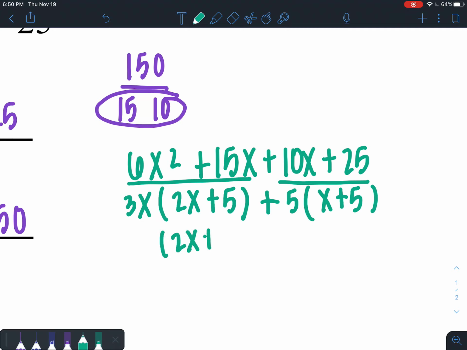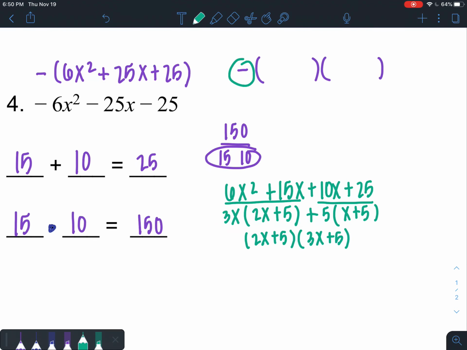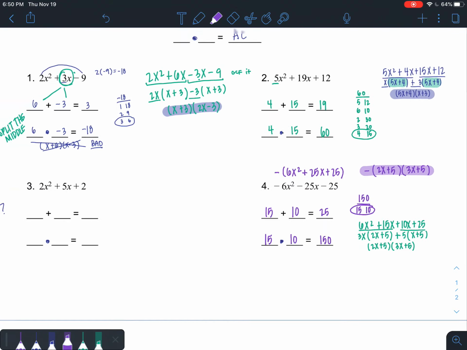So then we write our final answer as 2x plus 5, because we have those in common, times 3x plus 5. However, remember that we needed that negative out front. So I'm going to go ahead and put our answer in here. So we've got negative (2x plus 5)(3x plus 5). Only one of them needs the negative. So that right there is our final answer.